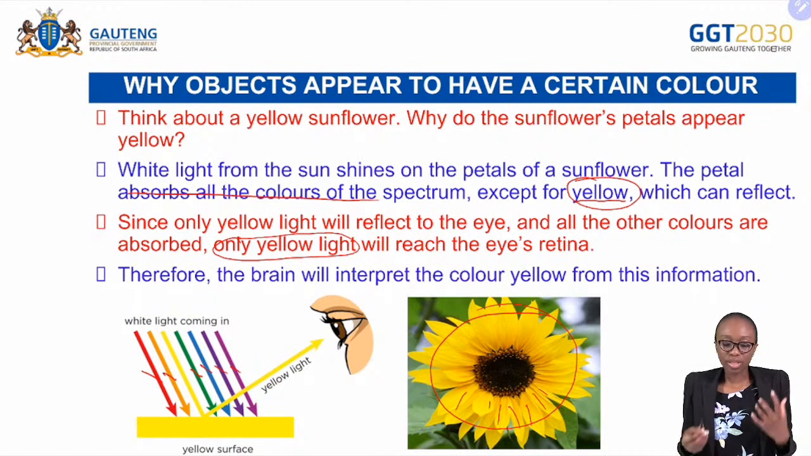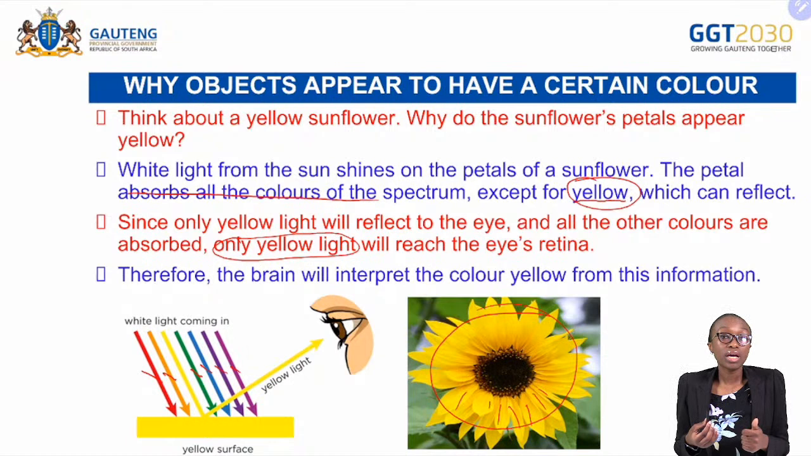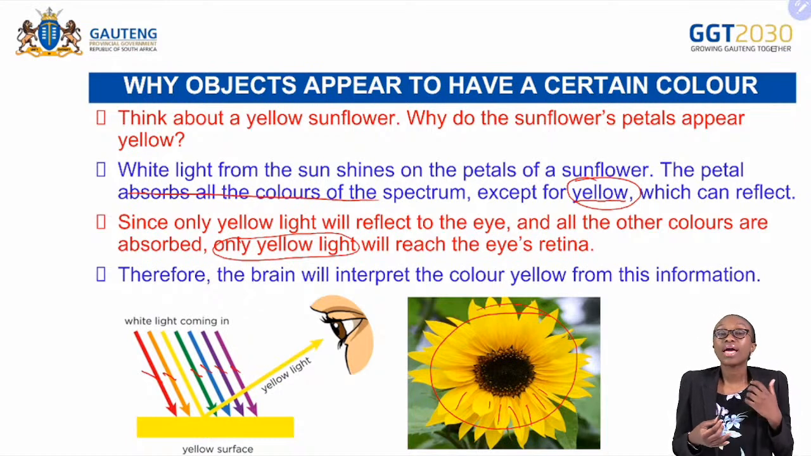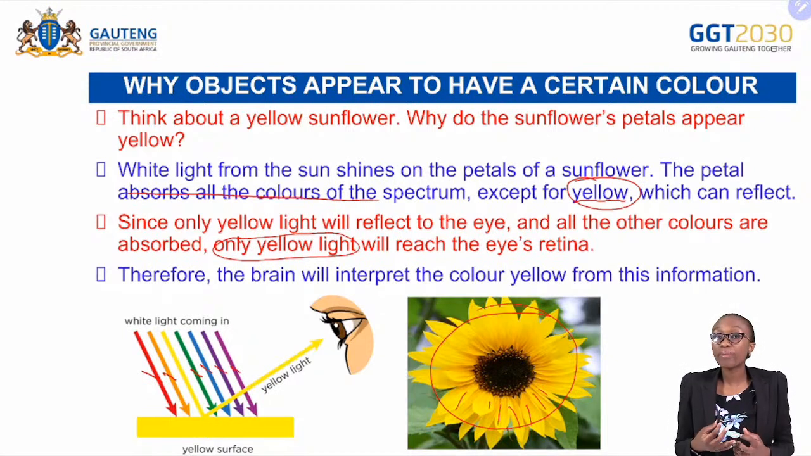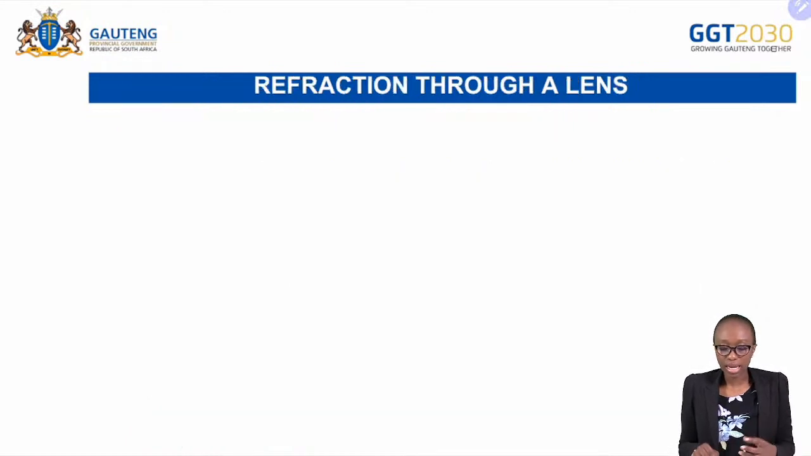Okay, so this is how we see. Light rays are reflected into our eyes, and then our eyes convert that information to a stimulus or a nerve impulse. Then the brain interprets that information. That's how we are able to see certain colors of objects.